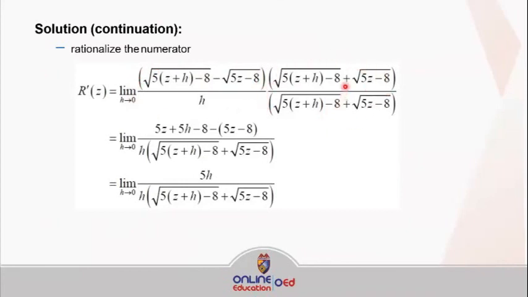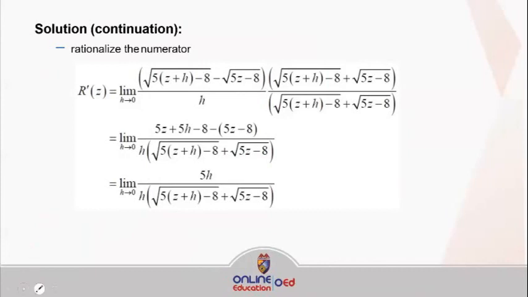So kapag nag-multiply tayo ng parehong may square root, makakancel na yung square root natin. So therefore, yung next natin, we have yung limit of h approaching 0. We have here yung 5z na lang dahil wala na yung mga square root natin. 5z plus 5h minus 8 minus dun sa r of z natin na wala nang square root, which is 5z minus 8. And yung denominator natin, we have yung h multiplied by the square root of 5 multiplied by z plus h minus 8 plus yung square root natin ng 5z minus 8.